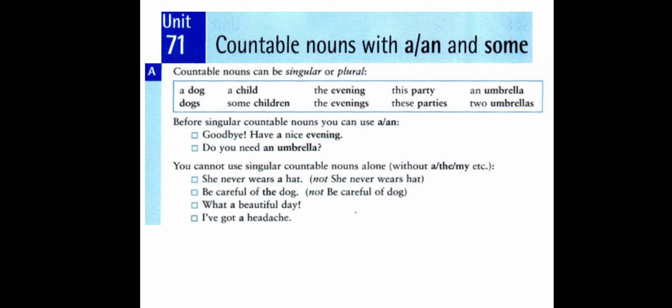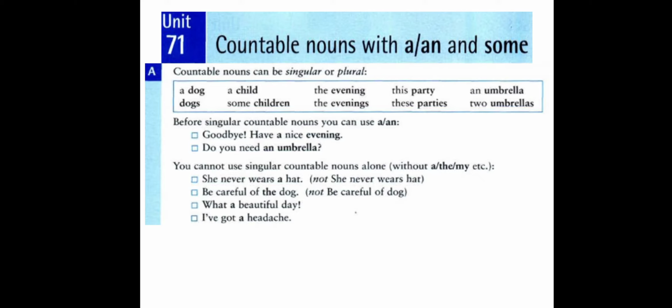Party, here party is one single party, so we can say this party. This is a demonstrative pronoun for singular, and if it is plural, we say parties, and we use these. These is used for plural.